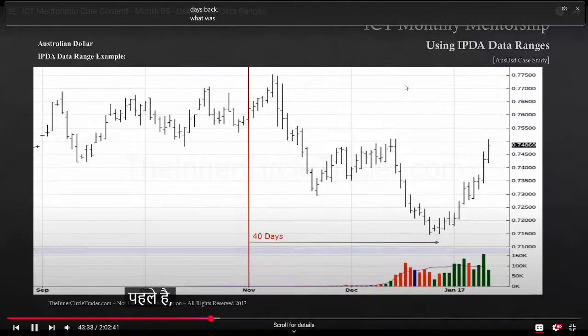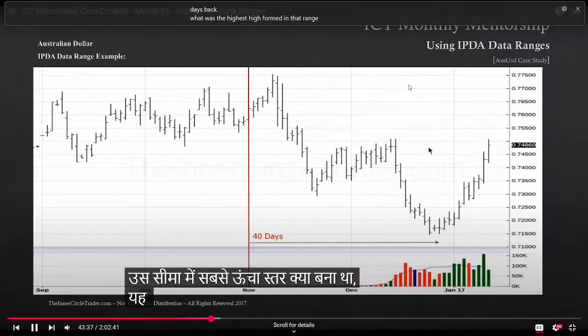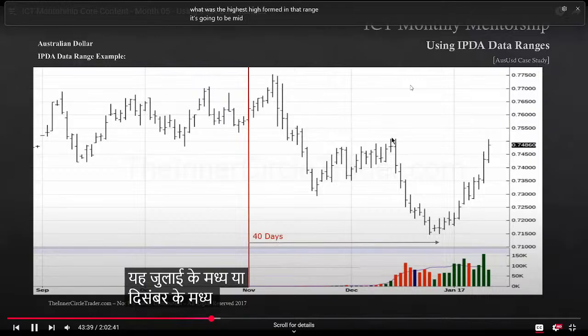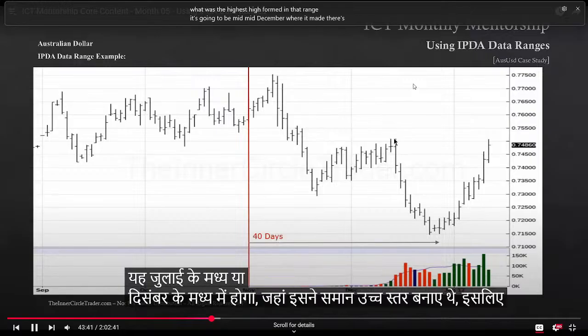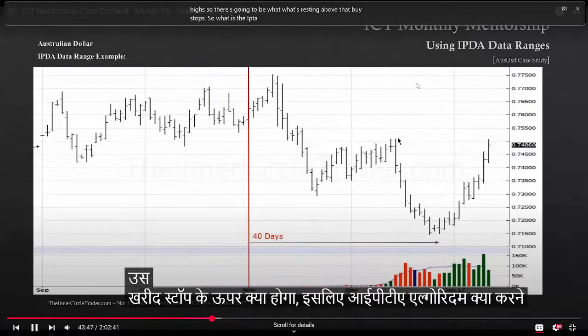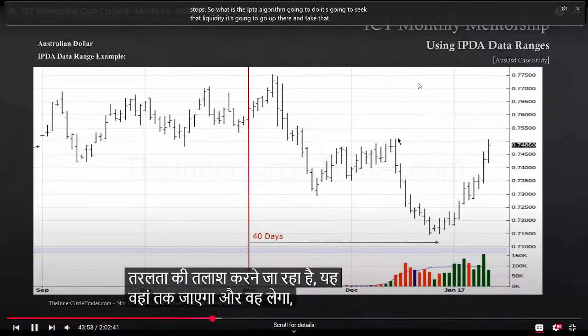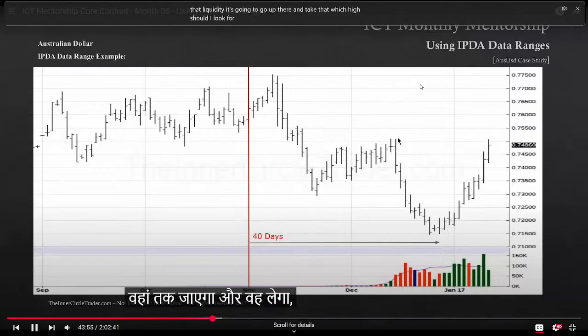What was the highest high formed in that range? It's going to be mid-December, where it made those equal highs. So what's resting above that? Buy stops. So what is the IPDA algorithm going to do? It's going to seek that liquidity. It's going to go up there and take that. Which high should I look for, Michael? That one.